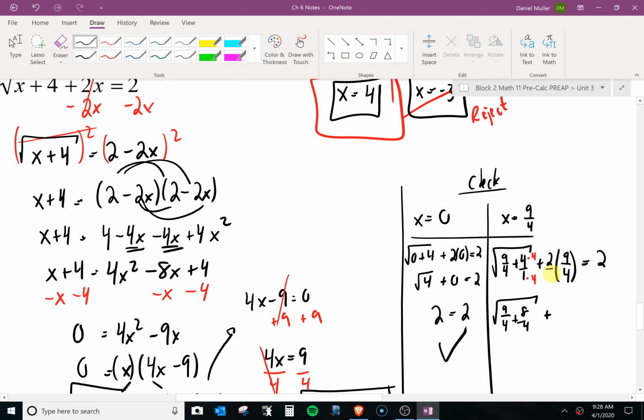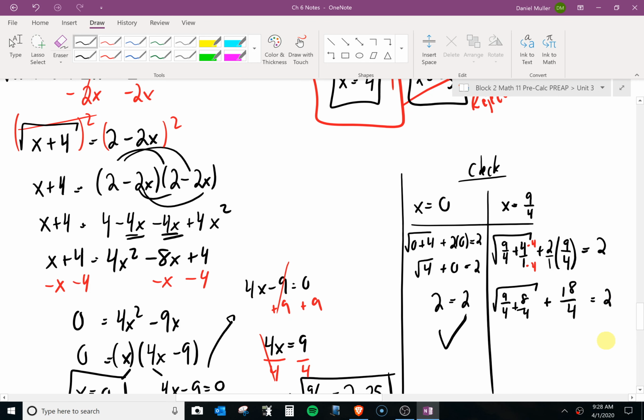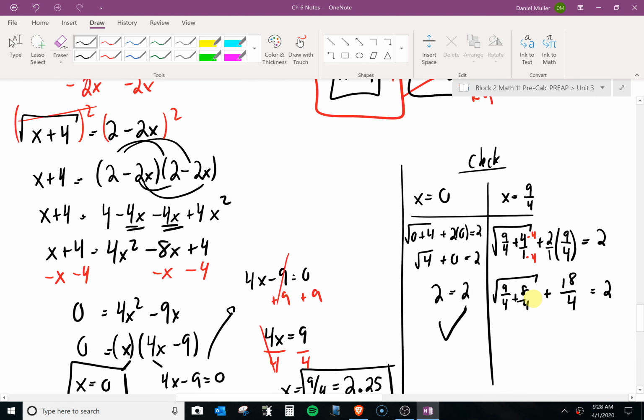And then here, this is a 2 over 1, so you can multiply the tops. 2 times 9 is 18, 1 times 4 is 4, equals 2. And 9 plus the 8 is going to be, 4 times 4 is not 8, it's 16. So 9 plus 16 is 25 over common denominator 4. And I can actually reduce this. This is going to be 9 over 2 is equal to 2.